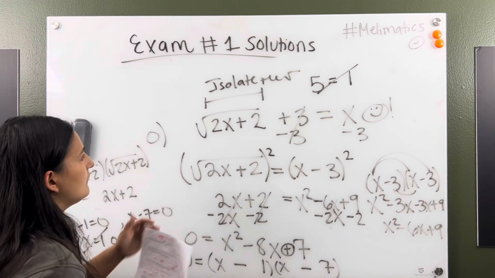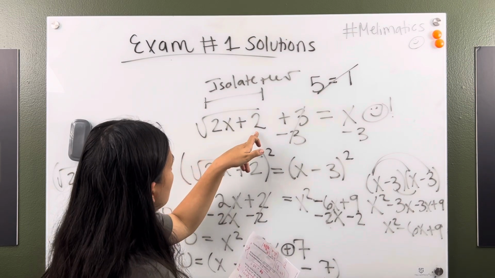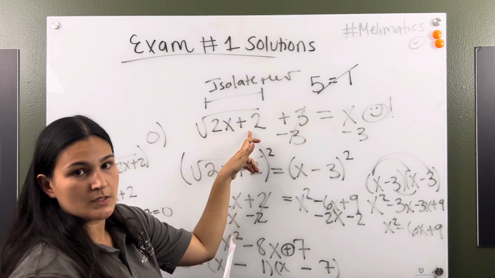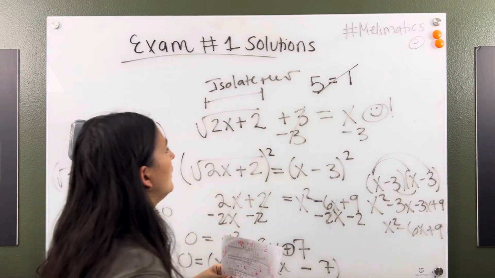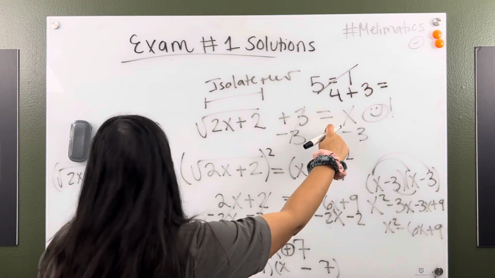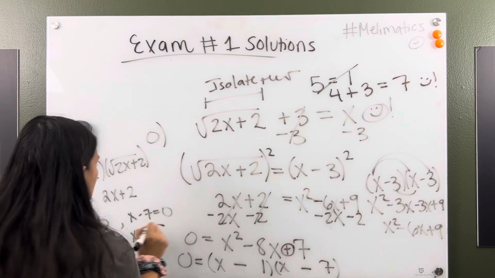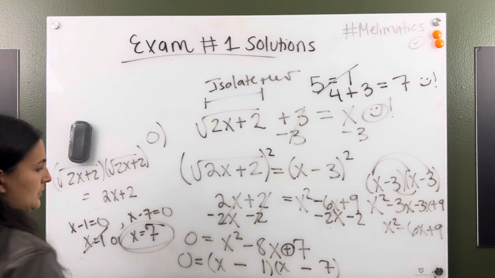Right, when you plug in 7, do the math. 7 times 2, 14, plus 2 is 16. Great. What's the square root of 16? 4. Does 4 plus 3 equal x, where x is 7? Yes, it does. So that means x equals 7 is my only solution.